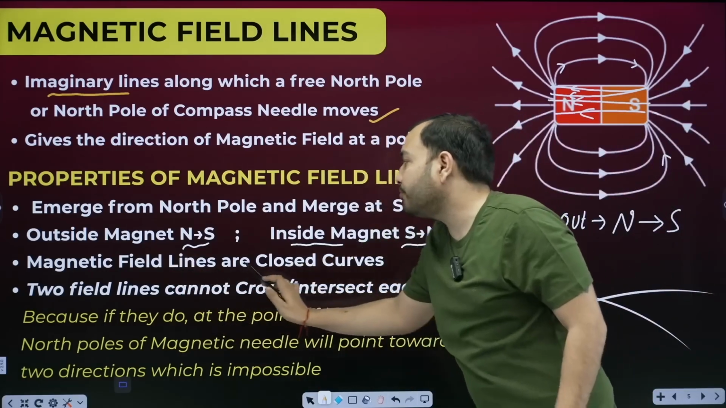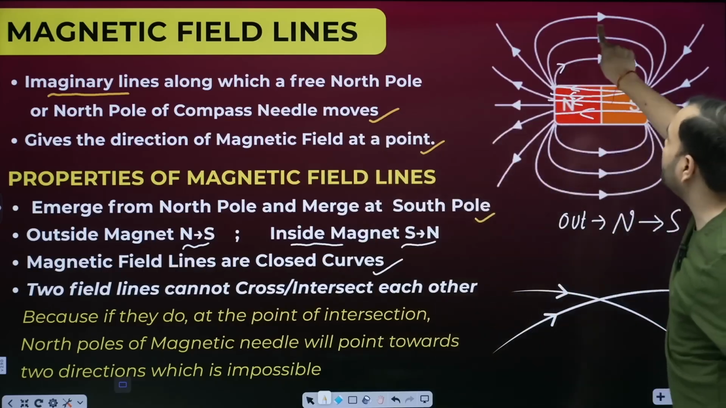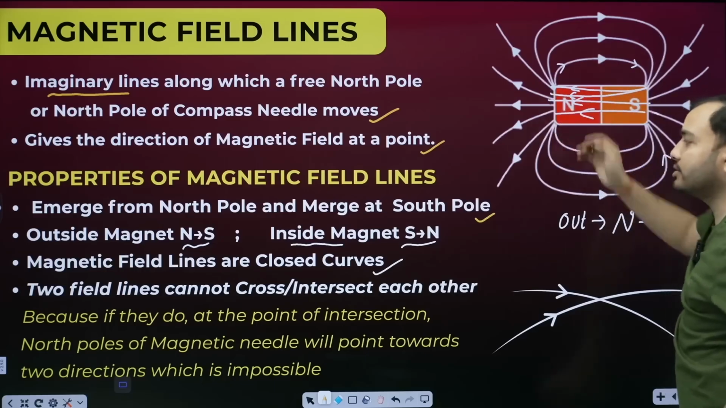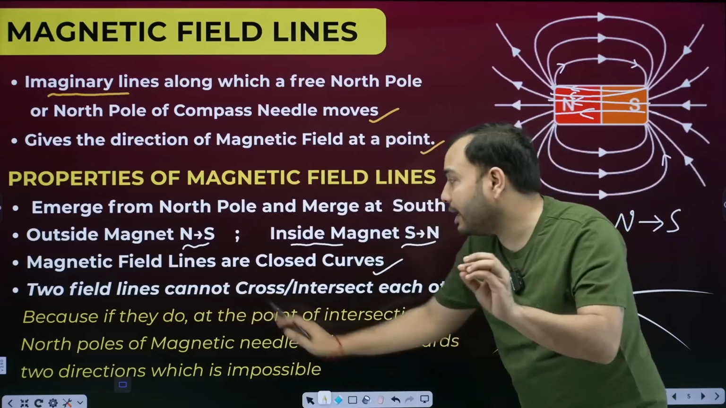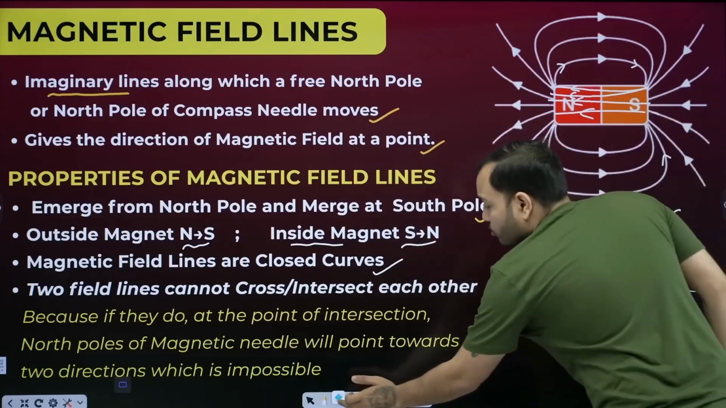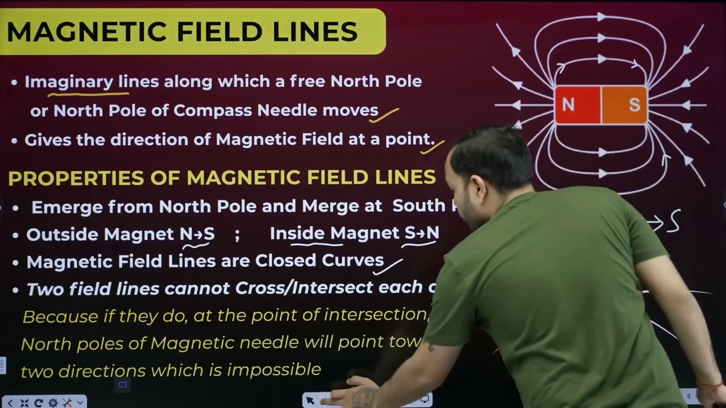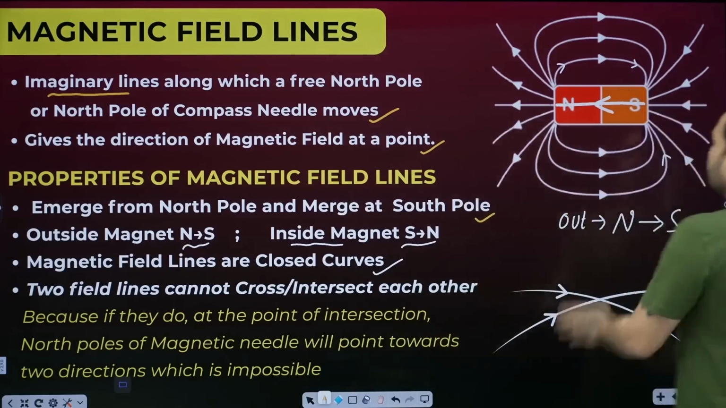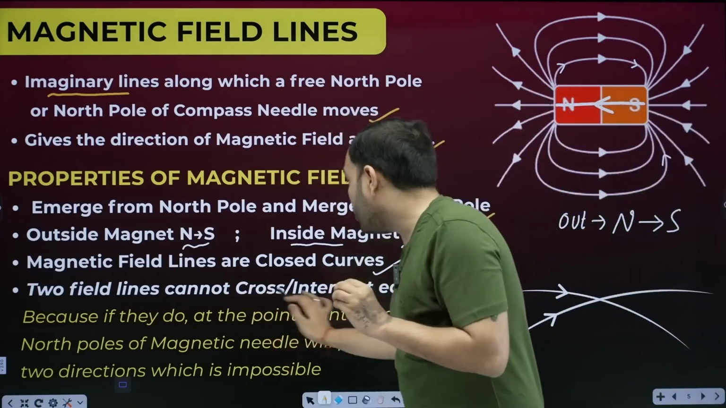That is why it is said that magnetic field lines are closed curves. They are not open, they are closed. It emerged from north, merged into south, then back from south to north. So outside north to south, inside south to north. Important concept: two field lines cannot cross or intersect each other.